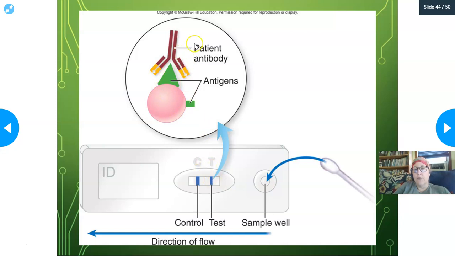And then if you detected, for example, patient antibody, if the antibodies are present, they will bind on it, and then you're going to have another one there, and it's going to have a color reaction. I have a video that explains it better. And the control has to always be positive. It has to be there to make sure that you had adequate sample and all of that, and the test actually worked correctly.